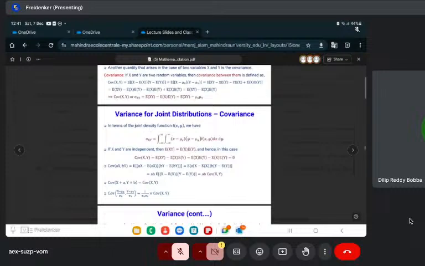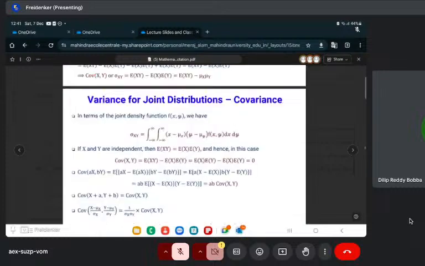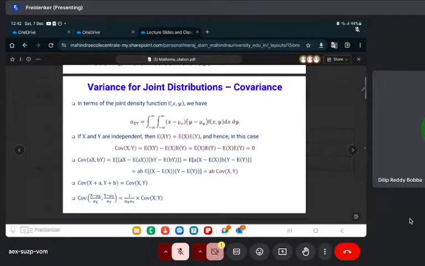See the definition. So what is the definition? Expectation of x minus mu x into y minus mu y. So finally, it will become expectation of xy minus expectation of x into expectation of y. Only if they are independent, then covariance becomes zero. That is nice.